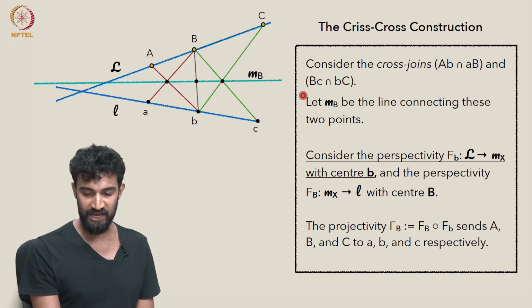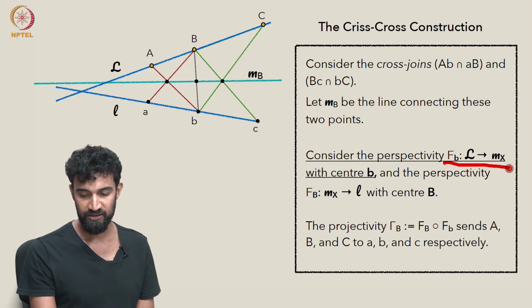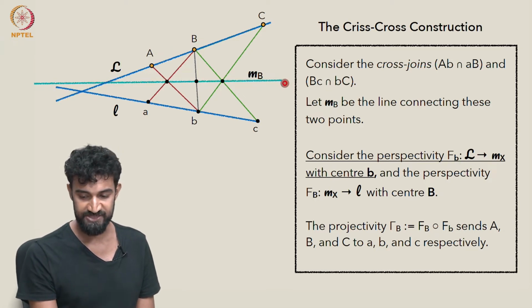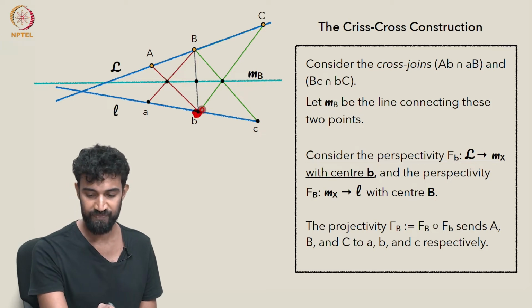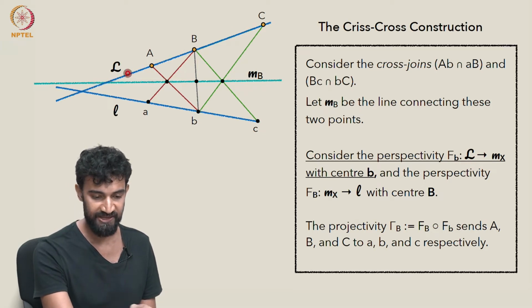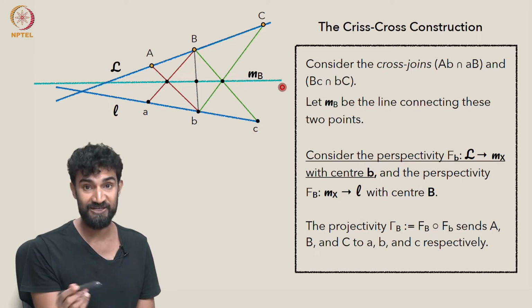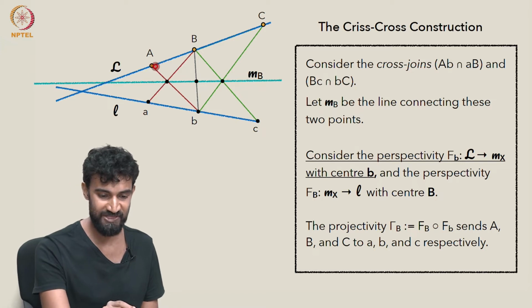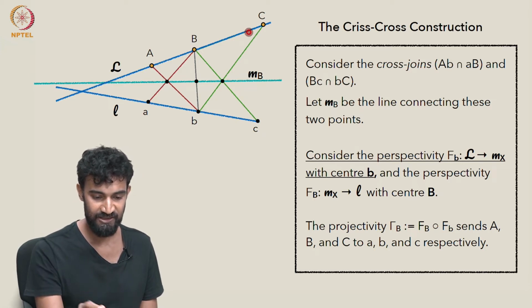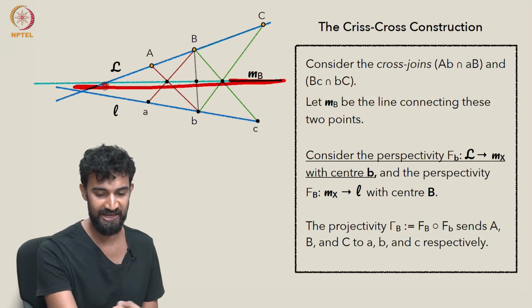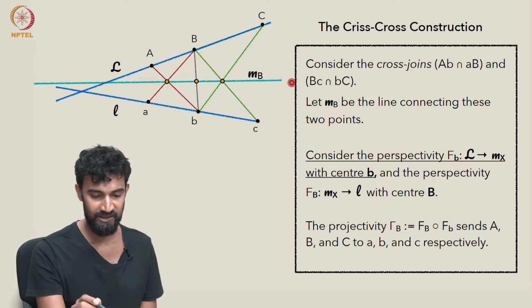Now, I want to consider a perspectivity, f little b, from the line L to the line MB. It's a perspectivity centered at little b from this line to this line. And what is this perspectivity going to do? Well, it's going to take A, B, and C. Remember, it's centered here at little b, so it's going to pull them into this intermediate line MB, into these three points.